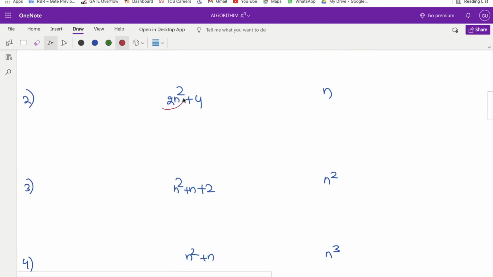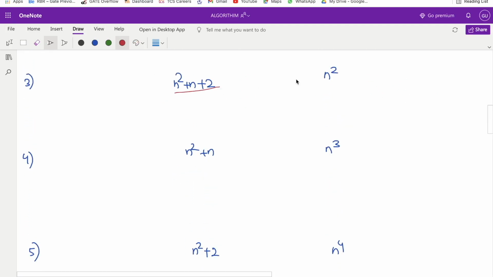Let's see here. 2 power n square, the significant term is n square, and this is n. Both are polynomial terms, and we can see that n square will be greater than n. Suppose this is f(n) and this is g(n). I can't create a relationship between these two using theta, because both are not asymptotically equal. I can write it using omega or big O, but not using theta.